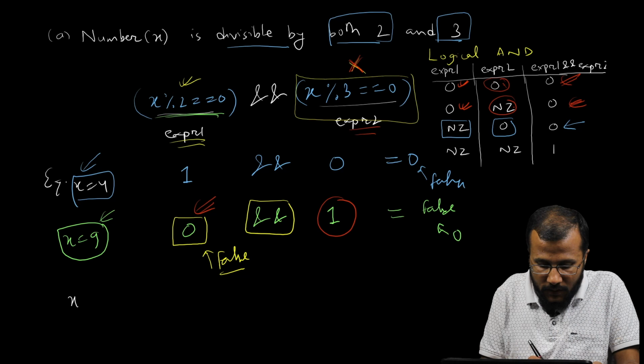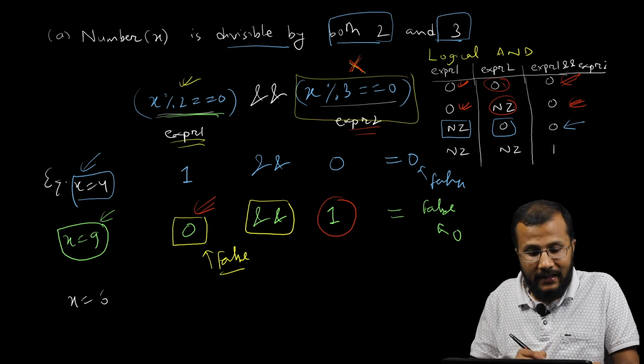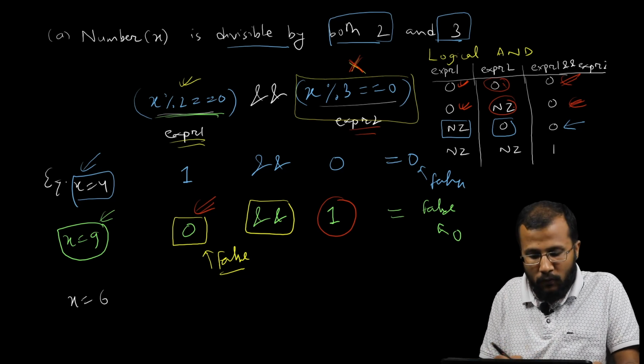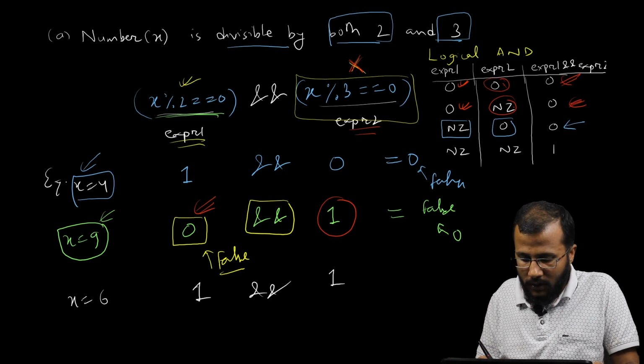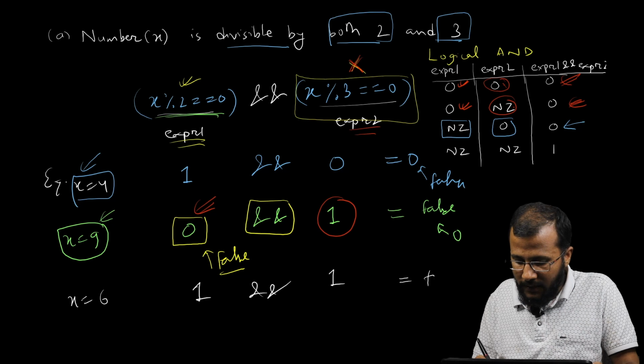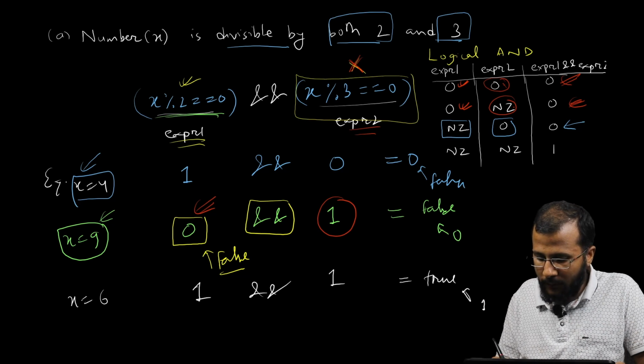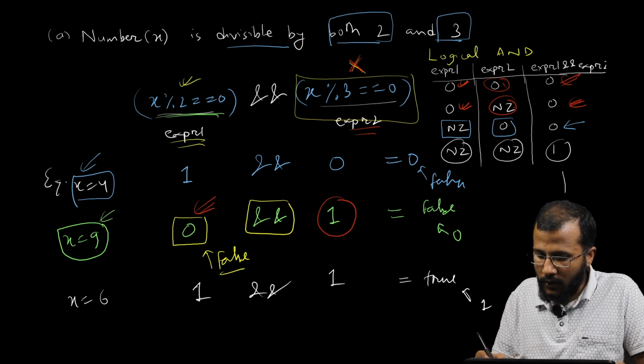Let's say x is equal to 6. Whenever x is 6, 6 is divisible by 2, that is true, and 6 is also divisible by 3, that is also true. So I'll get the output as true, that is 1. If both of them are true, the output is true, so it is 1.